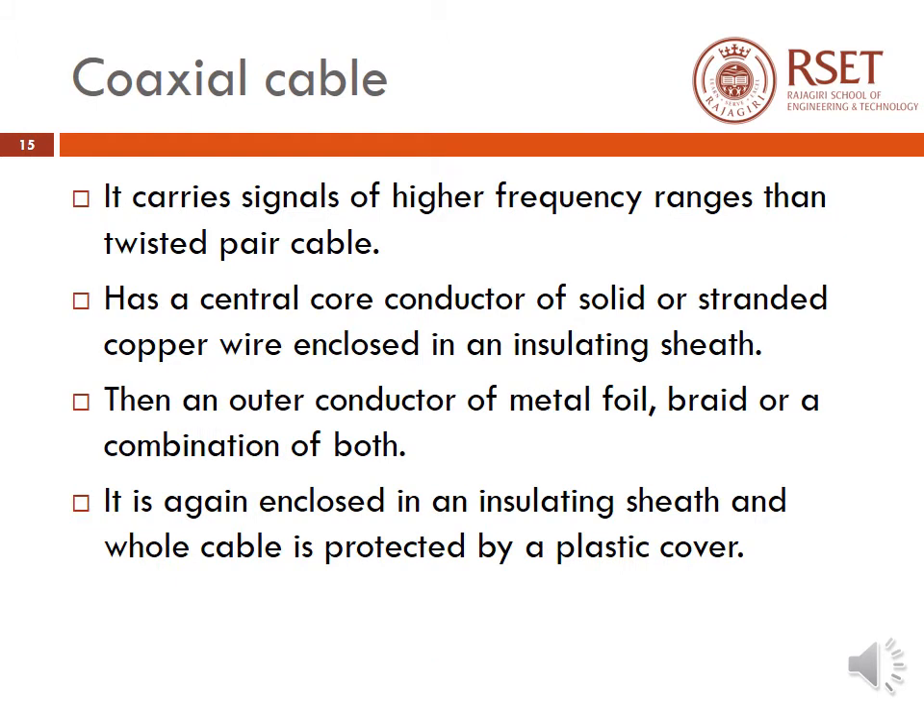So the next transmission medium that we are going to discuss is coaxial cable, also popularly known as coax. It carries signals of higher frequencies compared to twisted pair cable, and the main composition of coaxial cable is a central core conductor of solid or stranded copper wire which is enclosed inside an insulating sheath. Now this is again enclosed by an outer conductor of metal foil, a braid, or a combination of both, then that is again enclosed inside an insulating sheath, and the whole cable is protected by a plastic cover.